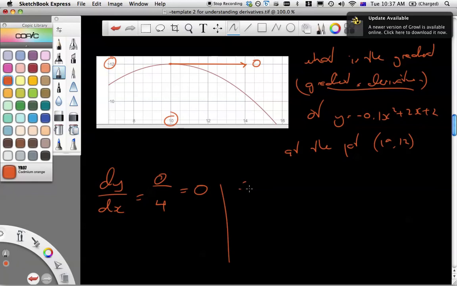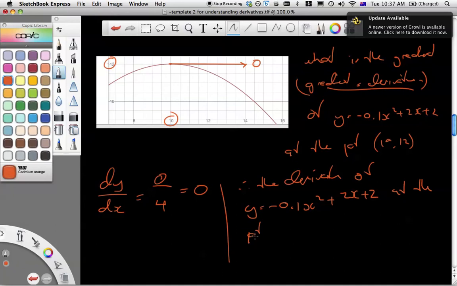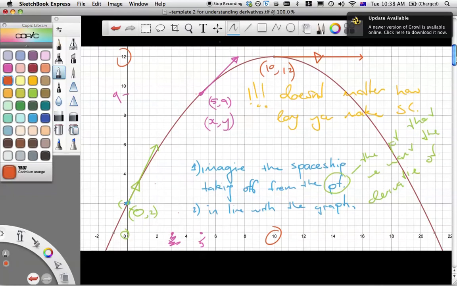So our conclusion is, therefore, the derivative of our graph, which is y equals negative 0.1 x squared plus 2x plus 2 at the point, and you can be thinking about what, hopefully you've picked up what this sentence is by now. The derivative of your graph at the point, what am I going to say next? 10, 12. What am I going to say next? Is equal to, what's it equal to? 0.